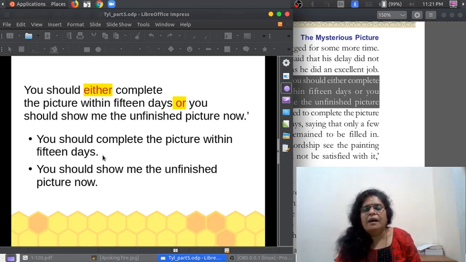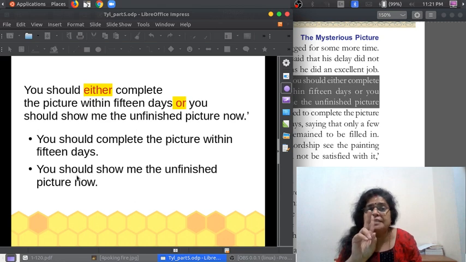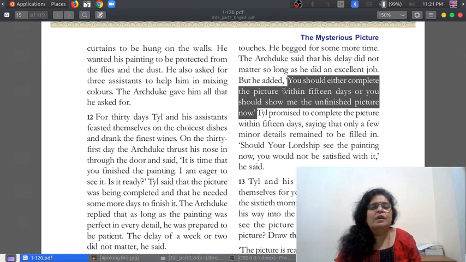Okay. How are these two options combined in one sentence? This is only one sentence. Here are two sentences. How are these two sentences combined, two options combined? Either or. Either or. Okay. Yes. You should either complete the picture within 15 days or you should show me the unfinished picture now.